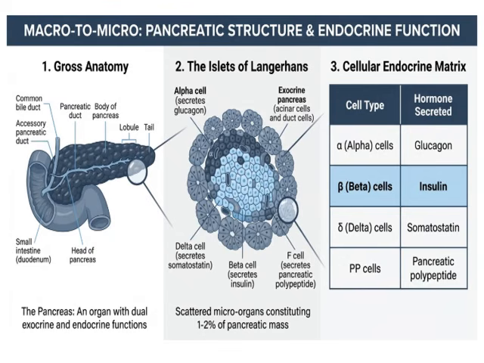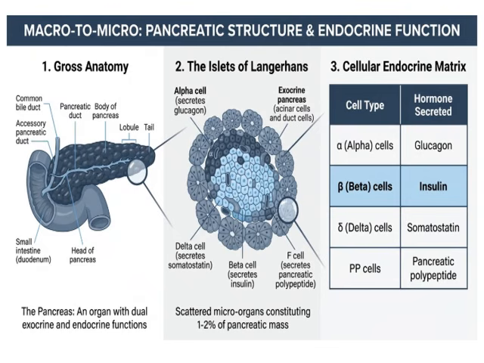Looking at the macro to micro structure of pancreas, we see an organ with a dual role, okay? There's an exocrine and endocrine role, with the bulk of the pancreas being exocrine. The endocrine is housed in scattered microorgans called islets of Langerhans, which make up 1 to 2% of the total pancreas mass.